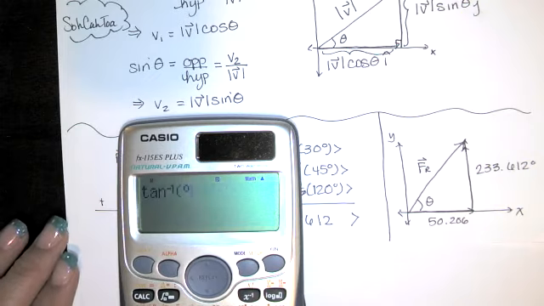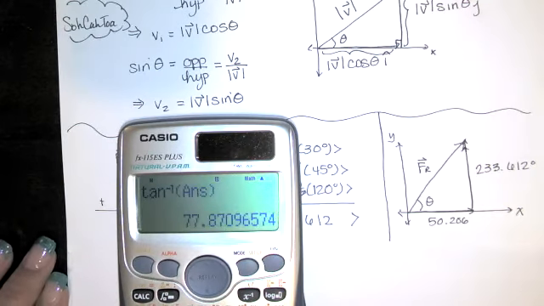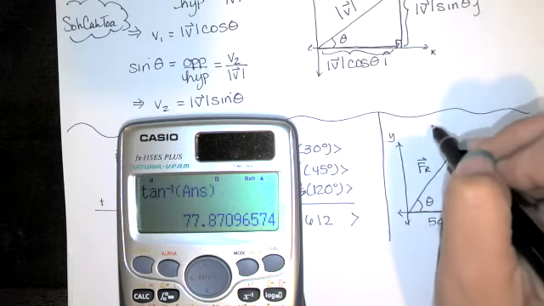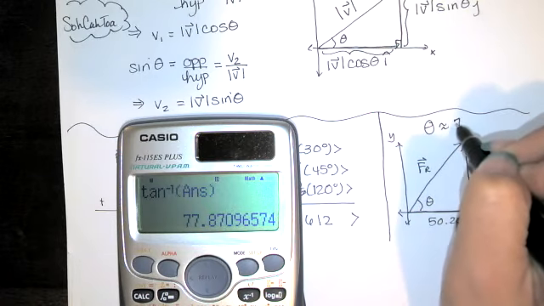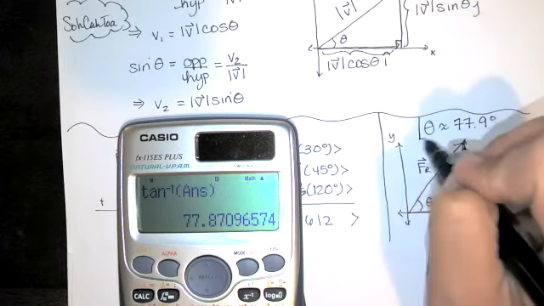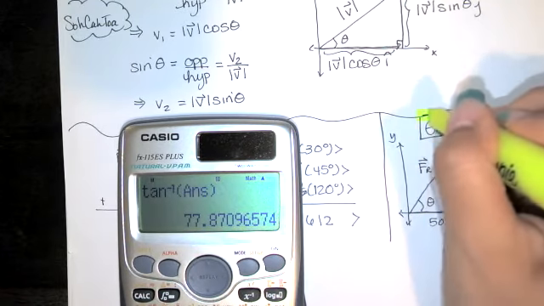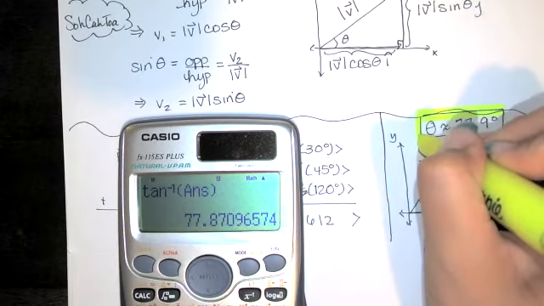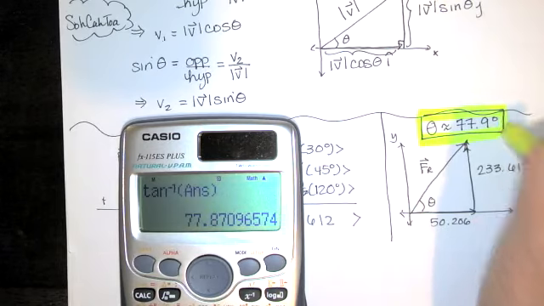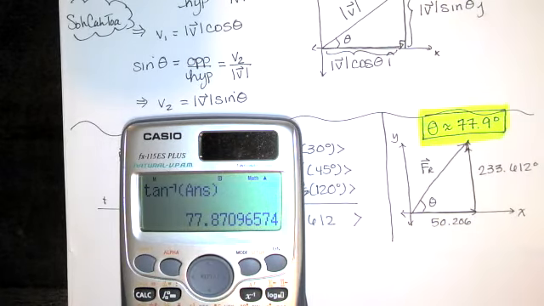I'm going to delete that, just answer, close parentheses, hit equals, and my angle theta is approximately 77.87, or 77.9 degrees. And hopefully we rounded in the same way that the people who created the key on WebAssign rounded, and hopefully they have exactly 77.9 degrees as their approximation as well.